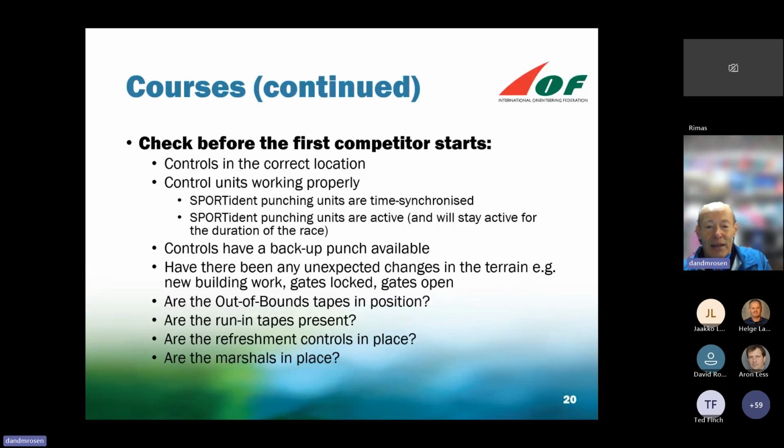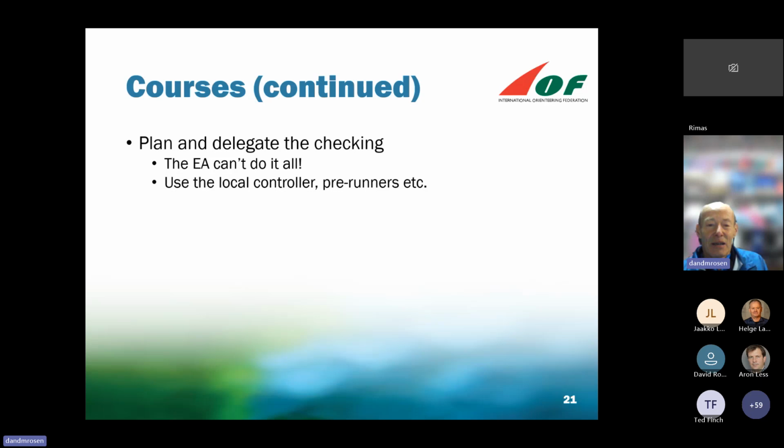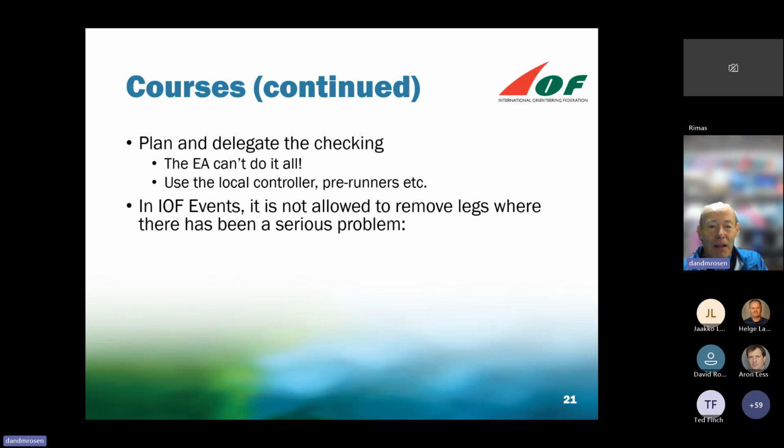So there's a lot that needs checking, but it doesn't all need doing by the event advisor themselves. Obviously, the event advisor might help and do some of it, but the event advisor can't do it all. So use the local controller, and pre-runners are especially a good idea. Maybe in a world rank event, maybe some very good juniors who aren't yet quite up to world ranking event standard, but can run round in advance.